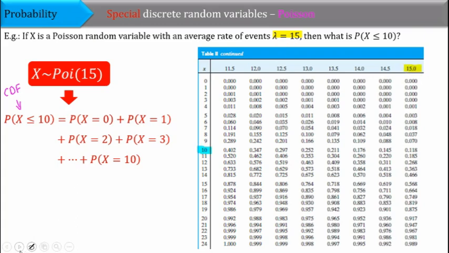We're interested in x being less than or equal to 10. So we'll look for x equal to 10 over here, and then check where the 10 row and the 15 column intersect, and that is at 0.118. So that means there is an 11.8% chance of getting an interval where the number of events will be less than or equal to 10, or in other words, at most 10. So we are considering all the intervals that contain either 0 or 1 or 2 or 3, all the way up to 10 events.